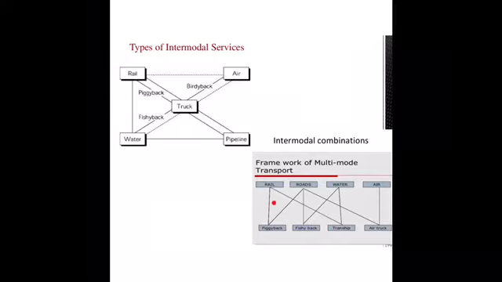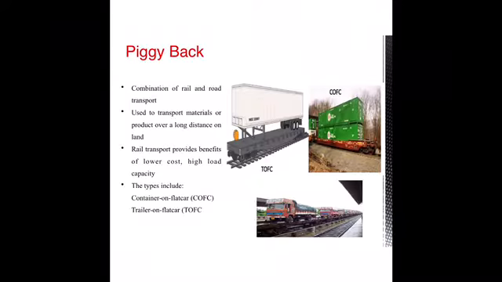When you link rail with water, we call it transship. When you link rail with air, we call it air truck or airbag, or we can also call it air truck or bird bag. And when you link road with water, we call it the fishy bank system. So we'll look into what systems are available.